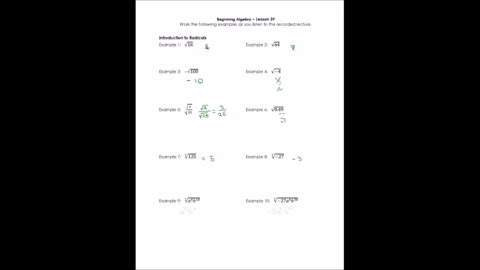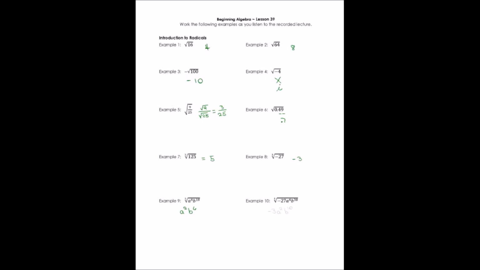In example 9, I want the cube root of the variable. Now, the way I do this is I divide the exponent by the cube root, the 3. So I'm going to say a to the 6. 6 divided by 3 will give me 2. b to the 18 divided by 3 will give me 6. And that will be the cube root of a to the 6, b to the 18th.